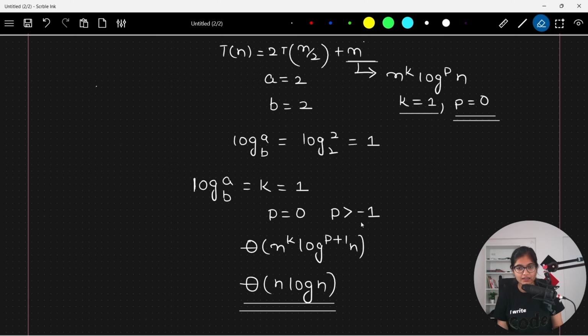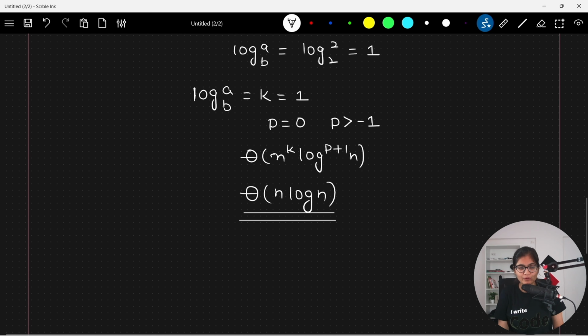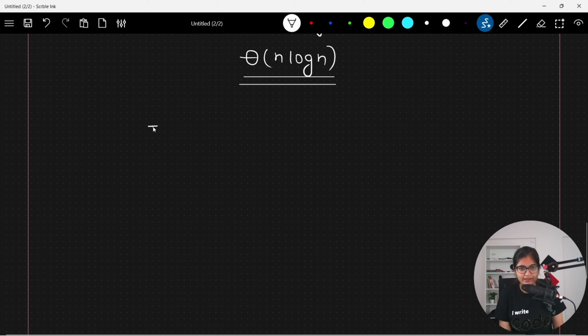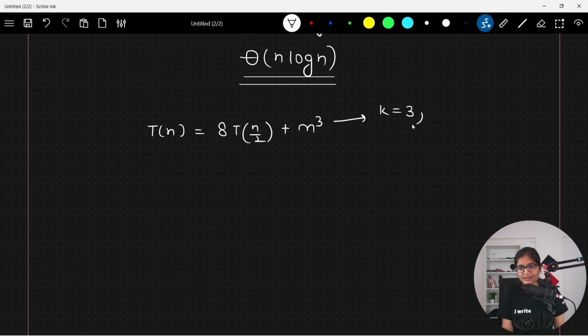Let me try to take another example. For example, here you are having T(n) equal to 8T(n/2) plus, suppose, n cube. Now again, if you try to see what is the value of k that we have, the value of k is 3 and the value of p is equal to 0. Now again I'm not writing the value of f of n. I hope that everyone knows how I am computing these values. Now what is the value of log a base b? It is nothing but equal to 3.